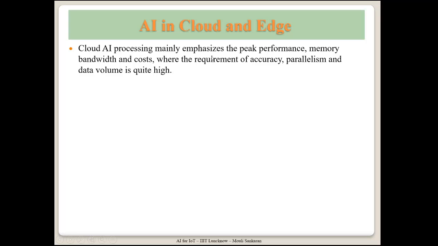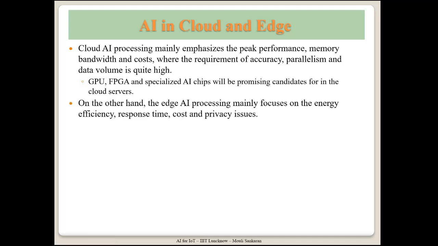Cloud AI processing mainly emphasizes peak performance, and memory bandwidth and cost requirements are high, and the more accurate it needs to be. Lots of parallelism is there, and the volume of data is very high. Okay, that is what will happen when you are training a network, and this is what the cloud AI is supposed to be able to manage. GPUs and FPGAs and AI chips are used for that purpose on distributed cloud service.